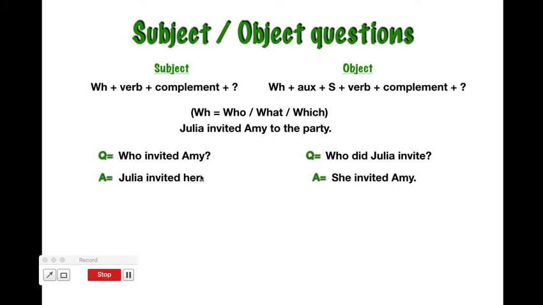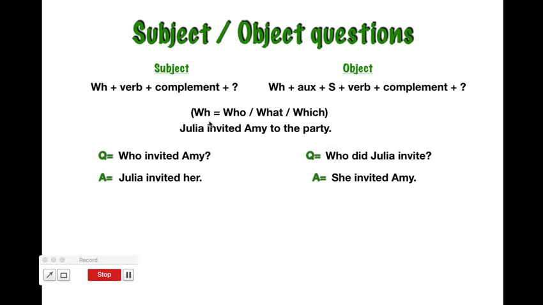Julia invited her. And the opposite of the second part, when we are looking for the object, we do have a subject because we are looking just the second person or the person who receives the action. So here we can follow the same structure we always use. WH, auxiliary, subject, and verb. Okay, complement if it is necessary. Here we don't have complement, but we can add one.